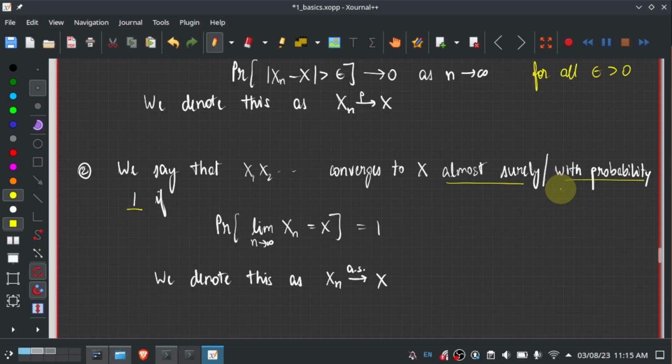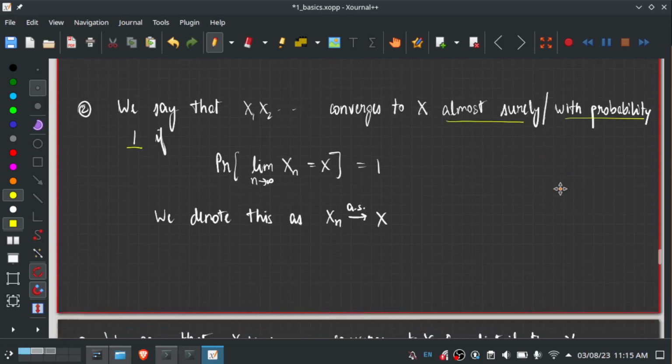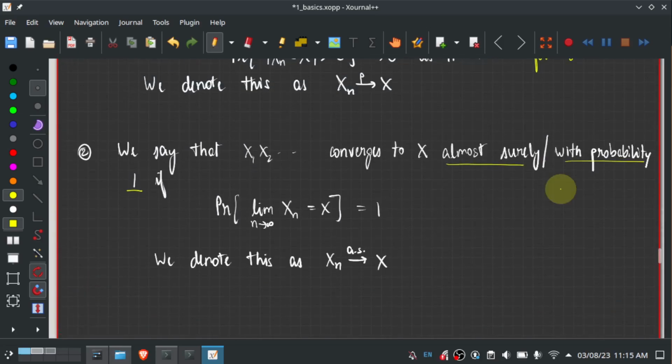Just to clarify, have you seen this before in your probability or random processes course? How many of you have seen these two definitions before? Or even heard of this, even if you don't remember what it is right now? Okay, I see a few half-raised hands. But okay, so that's another notion of convergence.